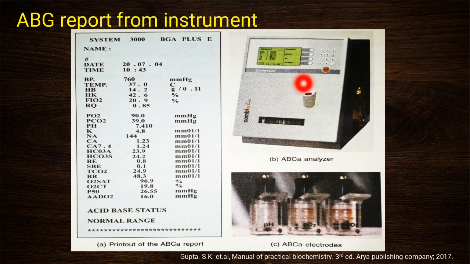So here you can see the ABG analyzer, and these are the electrodes present in the ABG analyzer. Here is the sample port where we have to feed the sample from the syringe. Here is the report display and also the ABG report printout. Mainly pH, PO2 and PCO2 are measured; the remaining are calculated parameters.